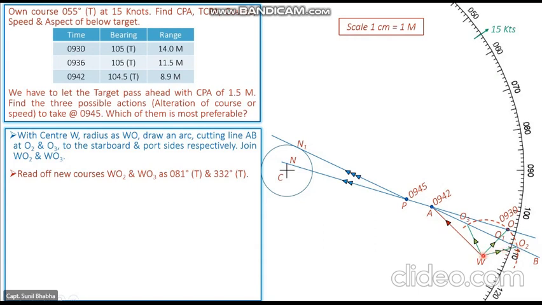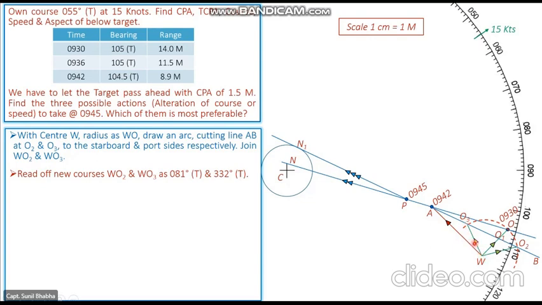Now, the third option which is available to us is to alter our course to WO3. If we alter our course to WO3, the new triangle would be WO3A. The relative line of approach would be O3A. Again, effective from 9:45, it will make the ship move on a track of P2N1, and this will achieve the desired CPA of 1.5 miles.